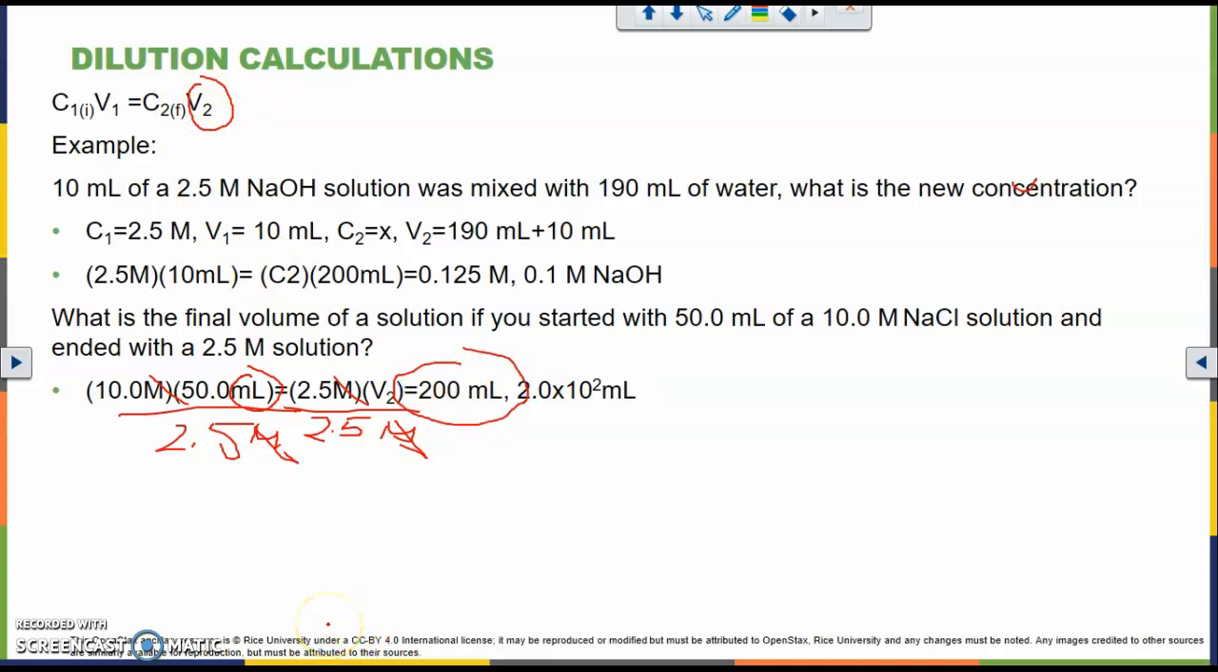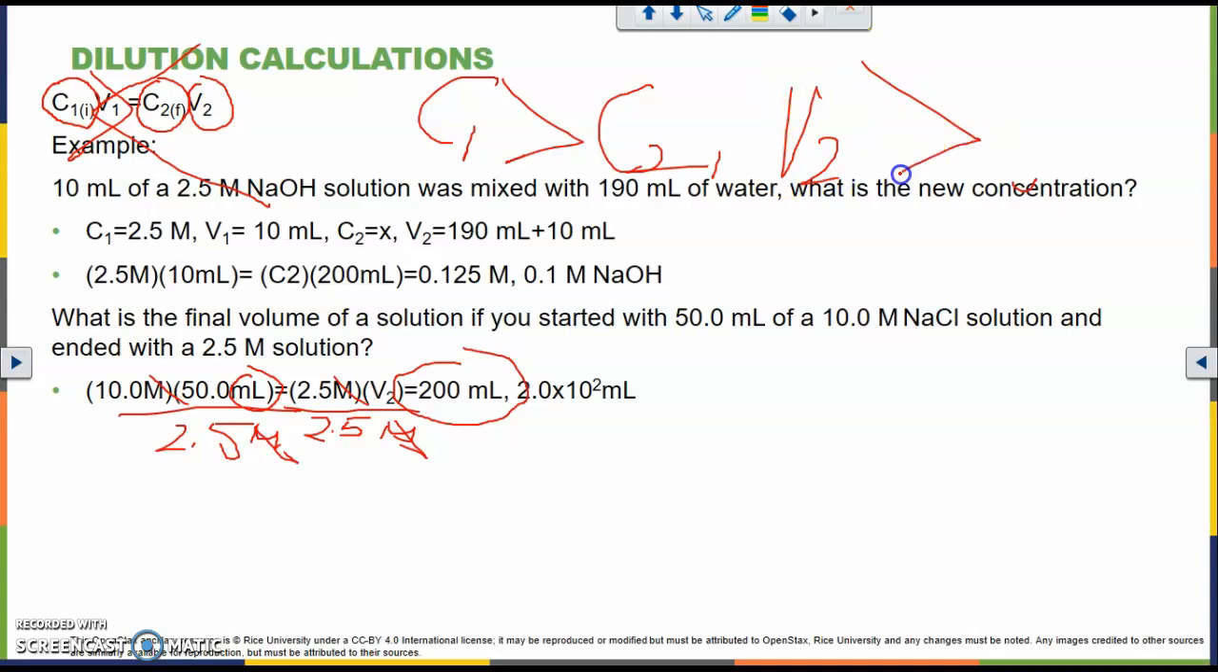All right, now I want you to notice a trend here. In concentration units, the concentration of the initial conditions is always going to be higher than the second concentration. However, in volume, the second volume is always going to be greater than the first volume. So C1 is always going to be greater than C2, and V2 is always going to be greater than V1, because in order for something to be more dilute, it has to have more volume. Okay, I hope that makes sense.